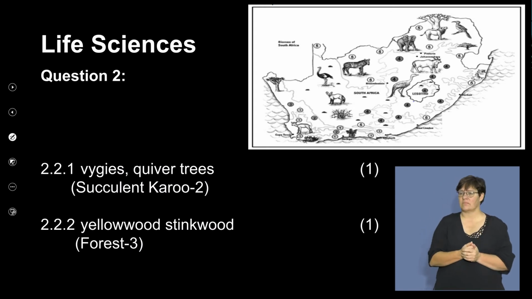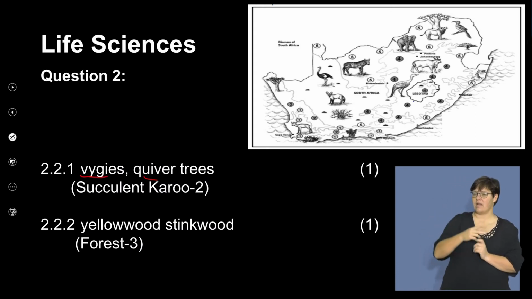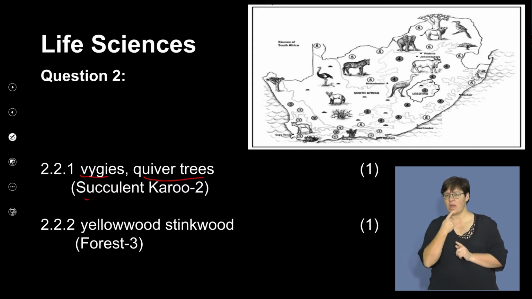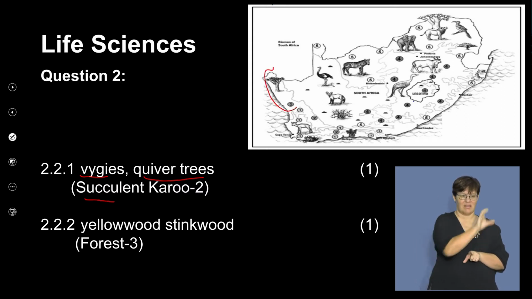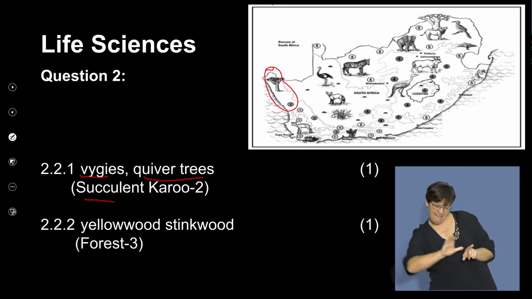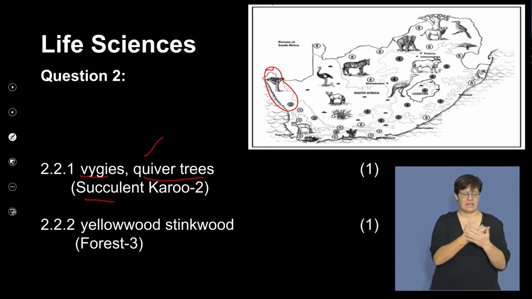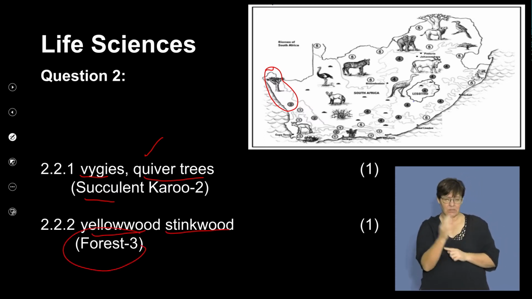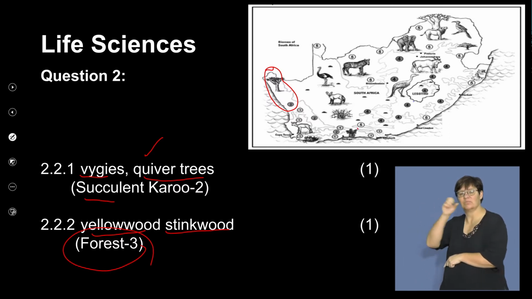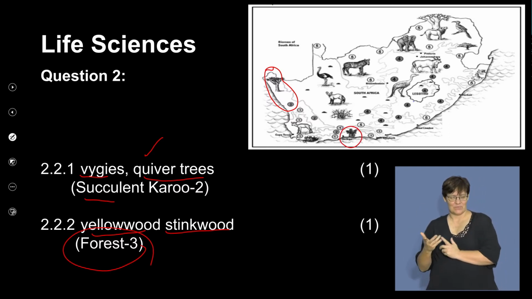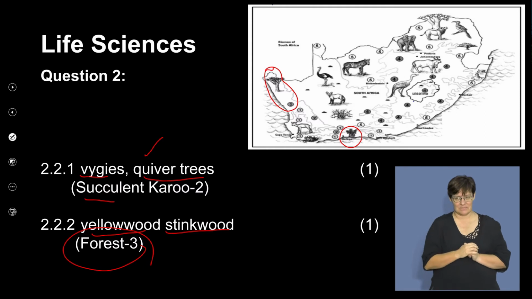So if you're looking at your quiver and your vuggies, these are found in the Succulent Karoo. And here you can see an image of a quiver tree there. And so your Succulent Karoo is unique in that it has these species of plants found in there. The next would be your yellowwood and your stinkwood. These are trees that are found around your forest biomes, and that would be in area 3.